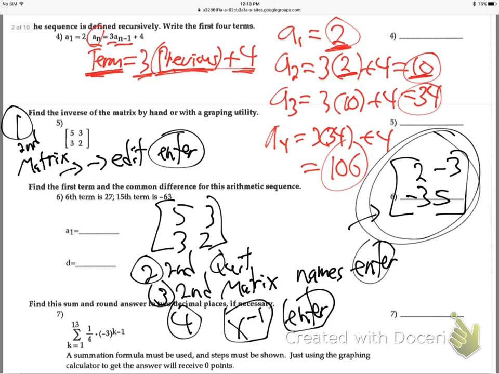Good with that? Got that answer? Want to try number 6? Go. I'll leave this up so you can start on number 6 now. Try number 6. We did a few of these. Remember, these are the ones where we're going to use the a sub n formula.